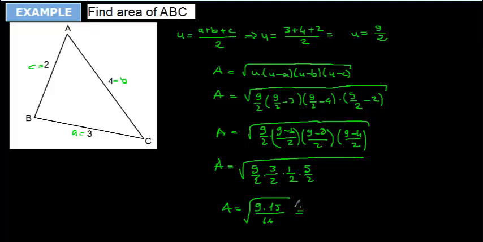So you can take 9 out as 3 and root 15, and root 16 is going to be equal to 4. So area is equal to 3 root 15 over 4. Okay, the next one.